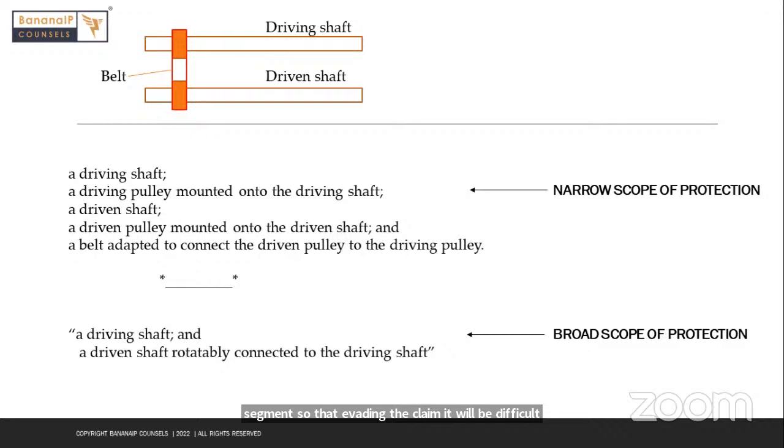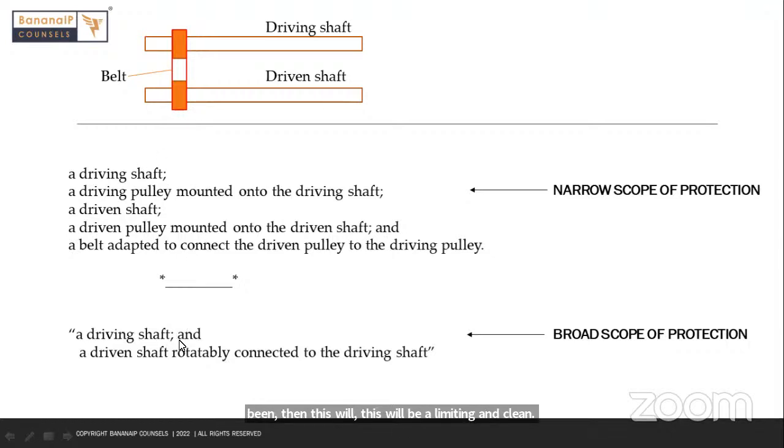Let's take one example in drafting claims. Here we have a driving shaft and a driven shaft, which are connected by belt and pulleys. So if we draft all the elements that are present, in this manner: a driving shaft, a driving pulley mounted onto the driving shaft, a driven pulley mounted onto the driven shaft, and a belt adapted to connect the driven pulley to the driving pulley. This gives a narrow scope of protection. If we say that there is a chain and sprocket drive in place of pulley and belt, then this will be a limiting claim.